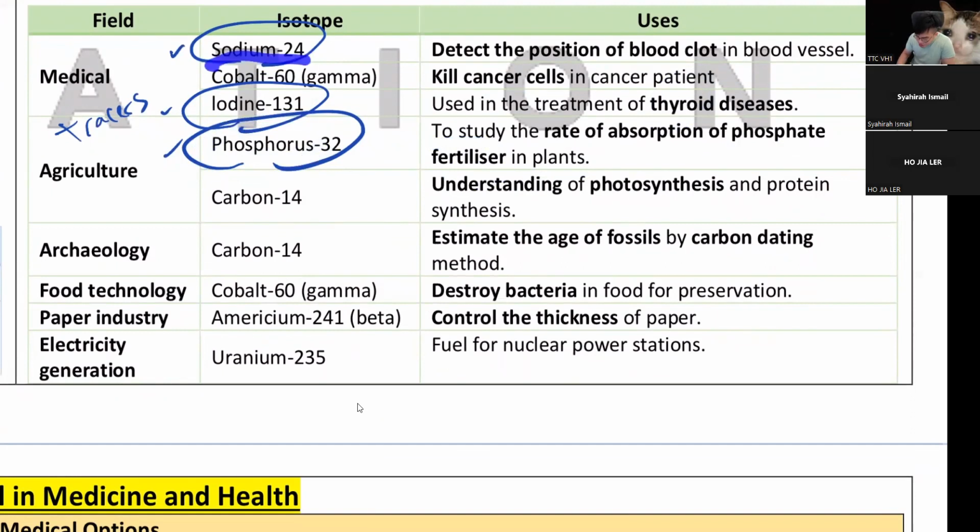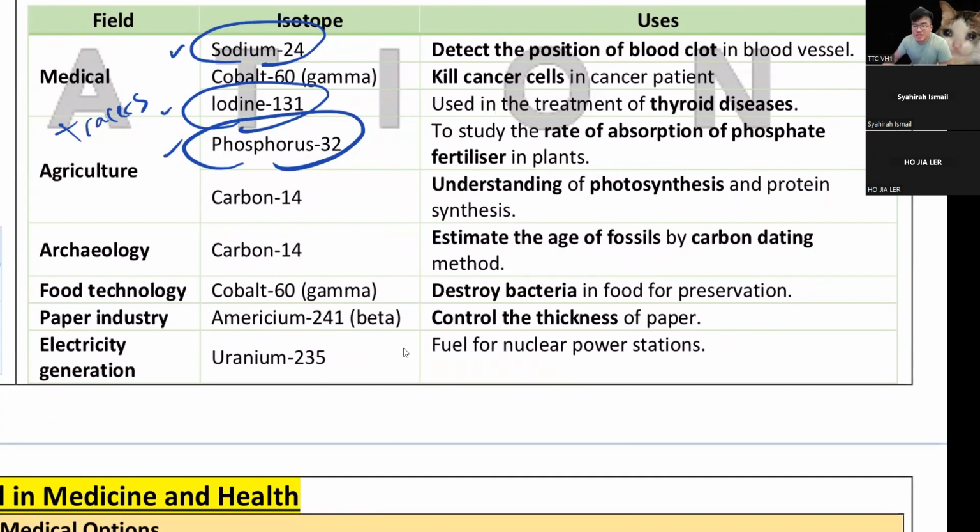This one, we use to trace blood clot. This one, we use to trace thyroid. This one, we use to trace fertilizer. So you see, they have the same function, to trace things around, to see where they are going, to see whether something is absorbing well or not. Sodium 24, iodine 131, phosphorus 32.